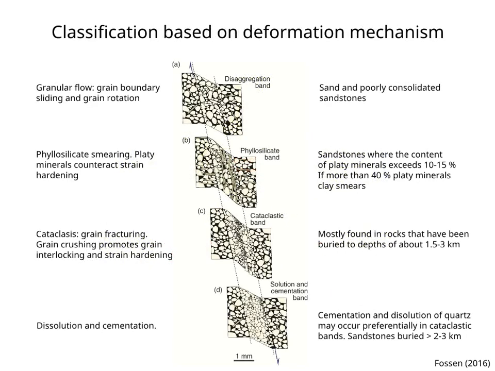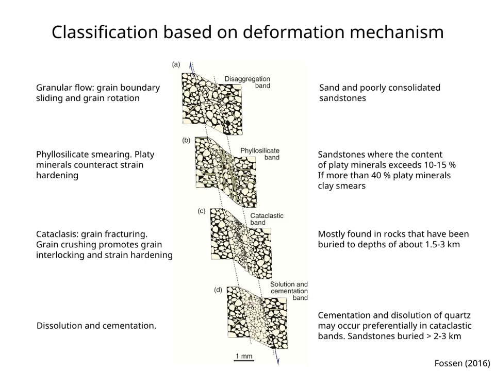Deformation bands can be also classified according to the deformation mechanisms involved in their nucleation and growth. Disaggregation bands accommodate shear primarily by sliding and rotation of mineral grains. Little or no cataclasis is involved. Phyllosilicate bands form in sands containing more than 15% phyllosilicates. During shear, the platy phyllosilicate grains rotate to align with the band.